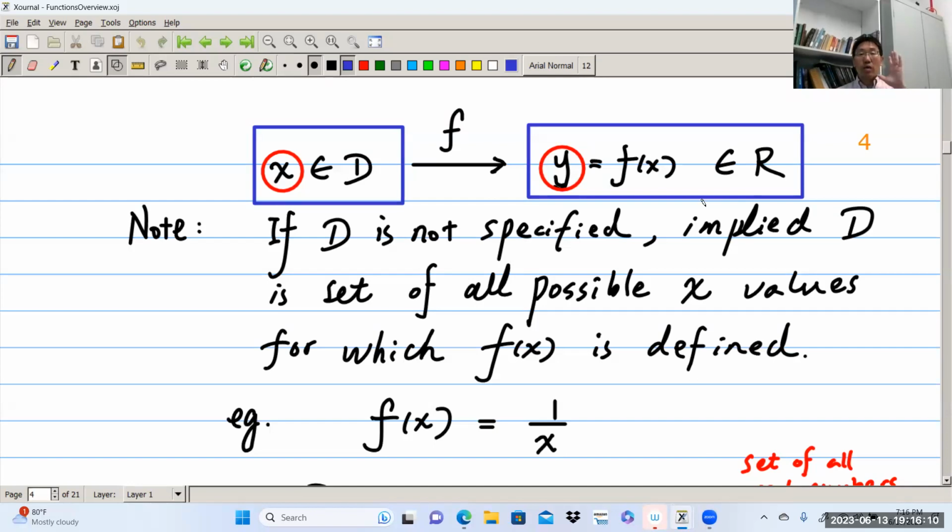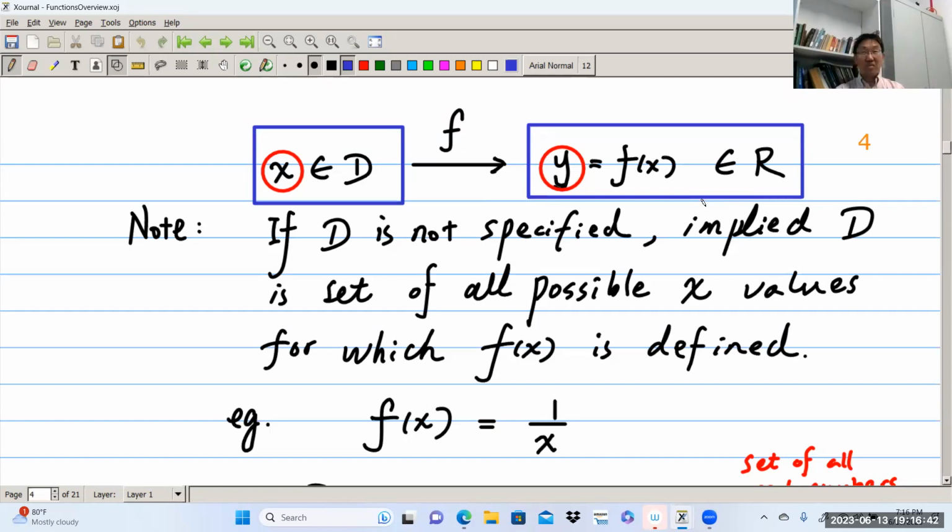If the domain of a function is not specified to you, then normally we find the so-called implied domain. The implied domain of a function is just all possible X values for which this F of X works well. Okay, F of X is defined. Suppose you have a juice machine. I don't give you a manual, I just say this is a juice machine. So what's the domain for this machine?